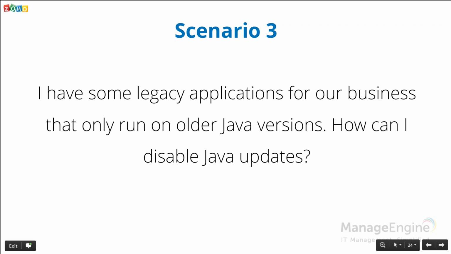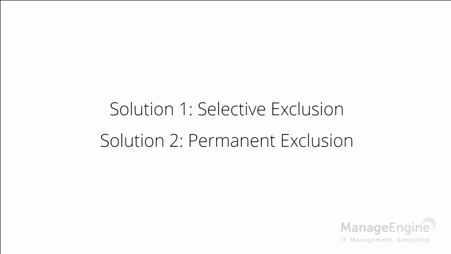Next: I have some legacy applications for our business that only run on older Java versions. How can I disable Java updates? All right, yes, this can be achieved. It can be done in 2 different ways. The first solution is a selective exclusion, and the second is a permanent exclusion. So what is the difference between these 2?